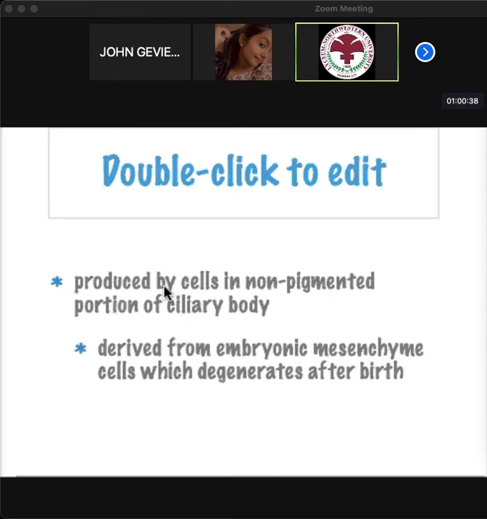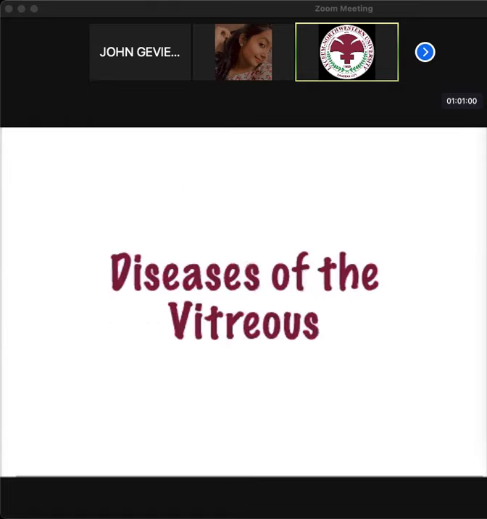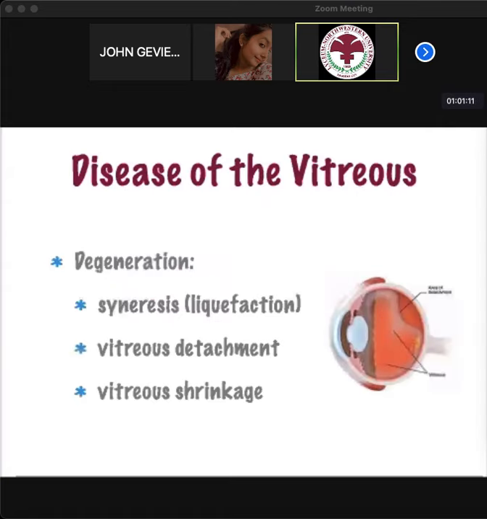The vitreous is usually produced by the cells in the non-pigmented portion of your ciliary body. So remember, it's the non-pigmented portion of your ciliary body, which is derived from your embryonic mesenchyme, which normally degenerates after birth. So there are few diseases of the vitreous. Vitreous hemorrhage is not included because the main pathology in vitreous hemorrhage would be the retinal lesions or retinal disease. Usually the vitreous degenerates as you age.